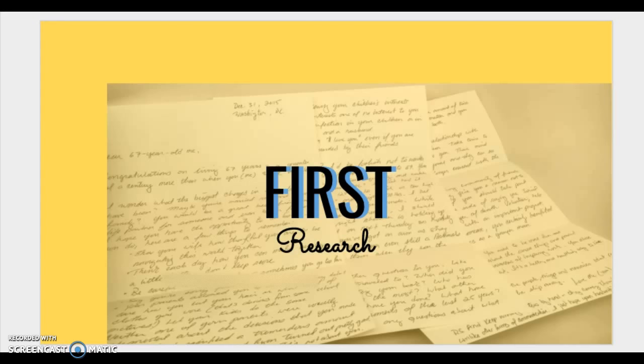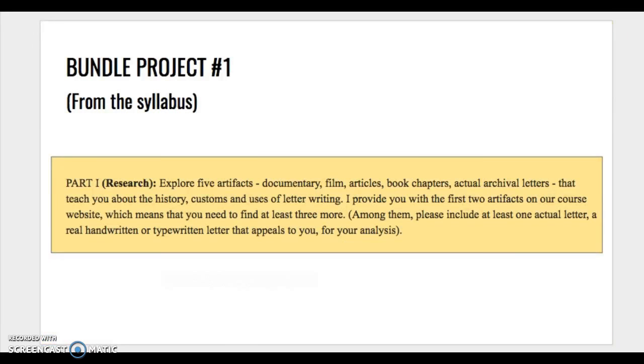The first part is the research portion. The research portion is described in this way in the syllabus. Basically, you are collecting 5 artifacts, whether it's documentaries, feature films, short articles, or book chapters, and one archival letter or one handwritten letter is a requirement. We'll talk about that in a moment. This is the part 1 section. It is a research requirement for you. We're going to talk about that right now.